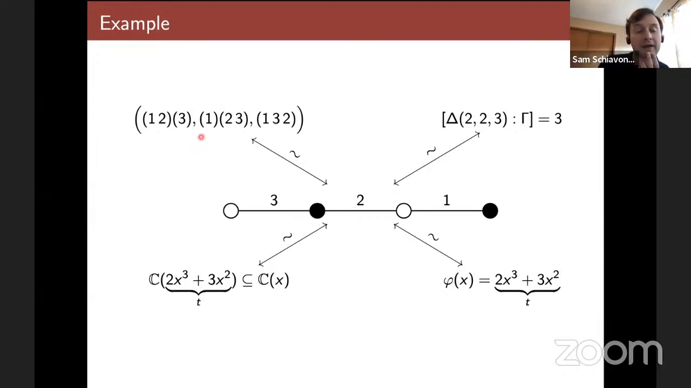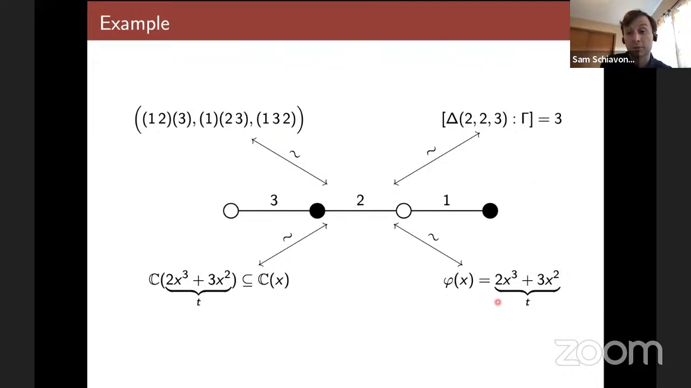If you go back and look at my picture of the cover and label the sheets 1, 2, 3, these are the 3 permutations that you get by taking the monodromy action of this Belyi map. If we consider loops around 0, 1, and infinity, you can go from sheet 1 to sheet 2 by going around one of the loops around 0, and go from sheet 2 to sheet 3 by one of the loops around 1. And you can get between all 3 sheets by going around the loop around infinity.